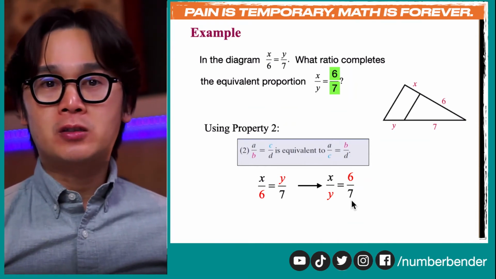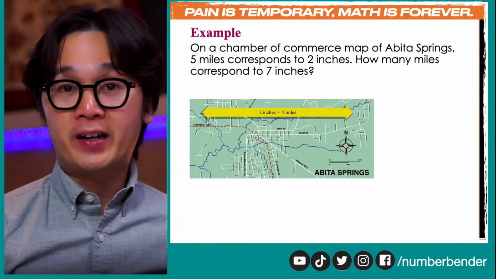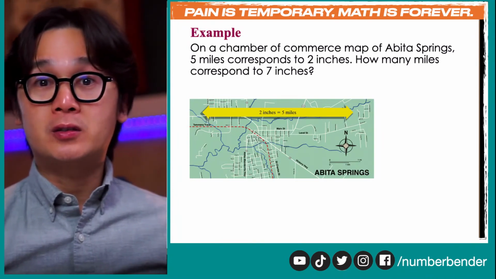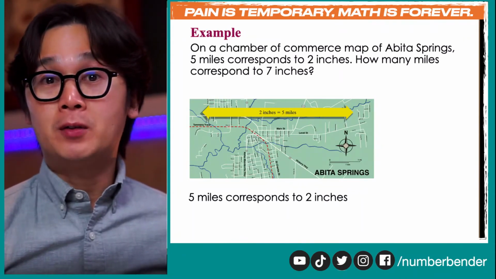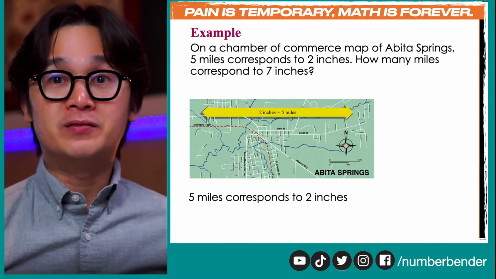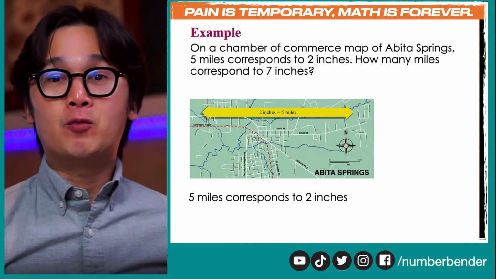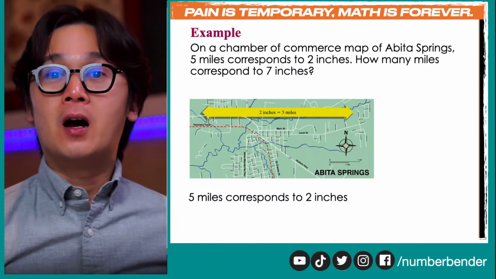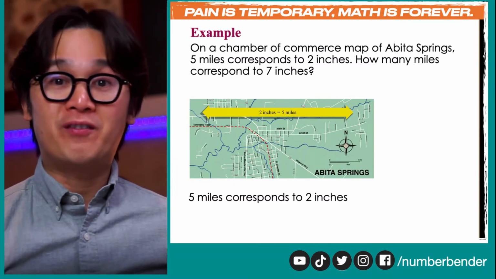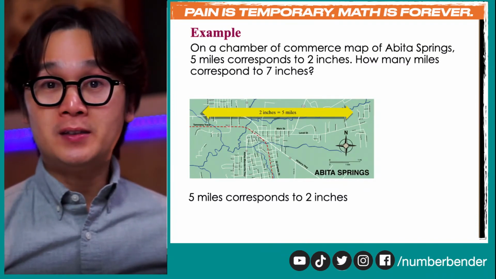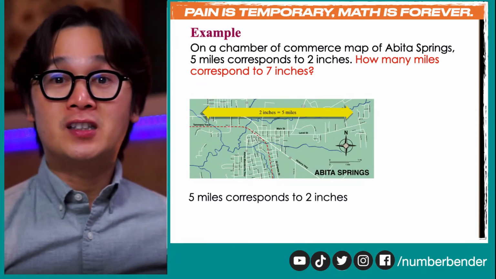Now, let's answer some problems on proportion and make use of the proper way of writing our notation correctly to be able to produce the answer that we're supposed to be working on in this example. So in this example, on a Chamber of Commerce map of Abita Springs, 5 miles corresponds to 2 inches, and we're looking for how many miles will correspond to 7 inches. So in our given problem, we have 5 miles is to 2 inches, and we're looking for the number of miles 7 inches will correspond to.